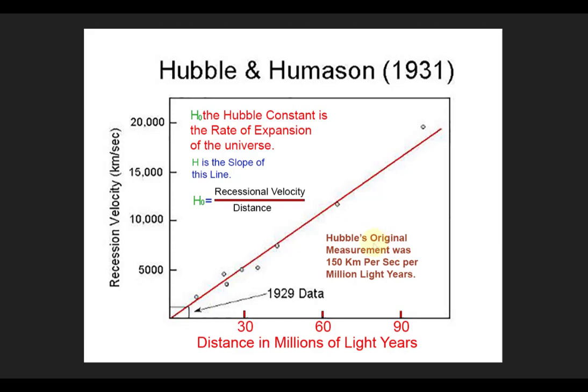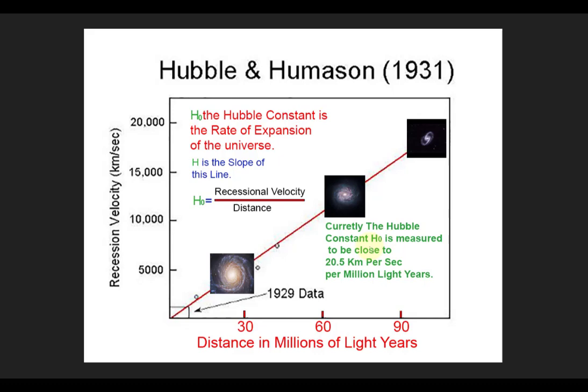His original data was off a little bit. He figured it out as 150 kilometers per second per each million light years. That's from a long time ago, 1931. Eventually, we figured out better and better numbers. Today, we think that the Hubble constant is about 20.5 kilometers per second per million light years.